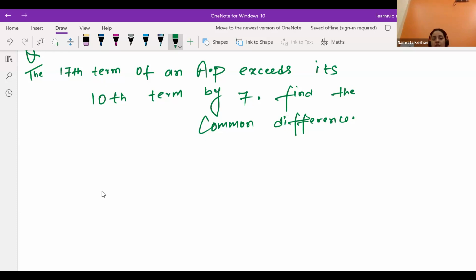Exceeds means more than. Yeah, exceeds means more than. Okay, give me 5 minutes, I'll do the sum and tell you the answer. Sure, take your time.